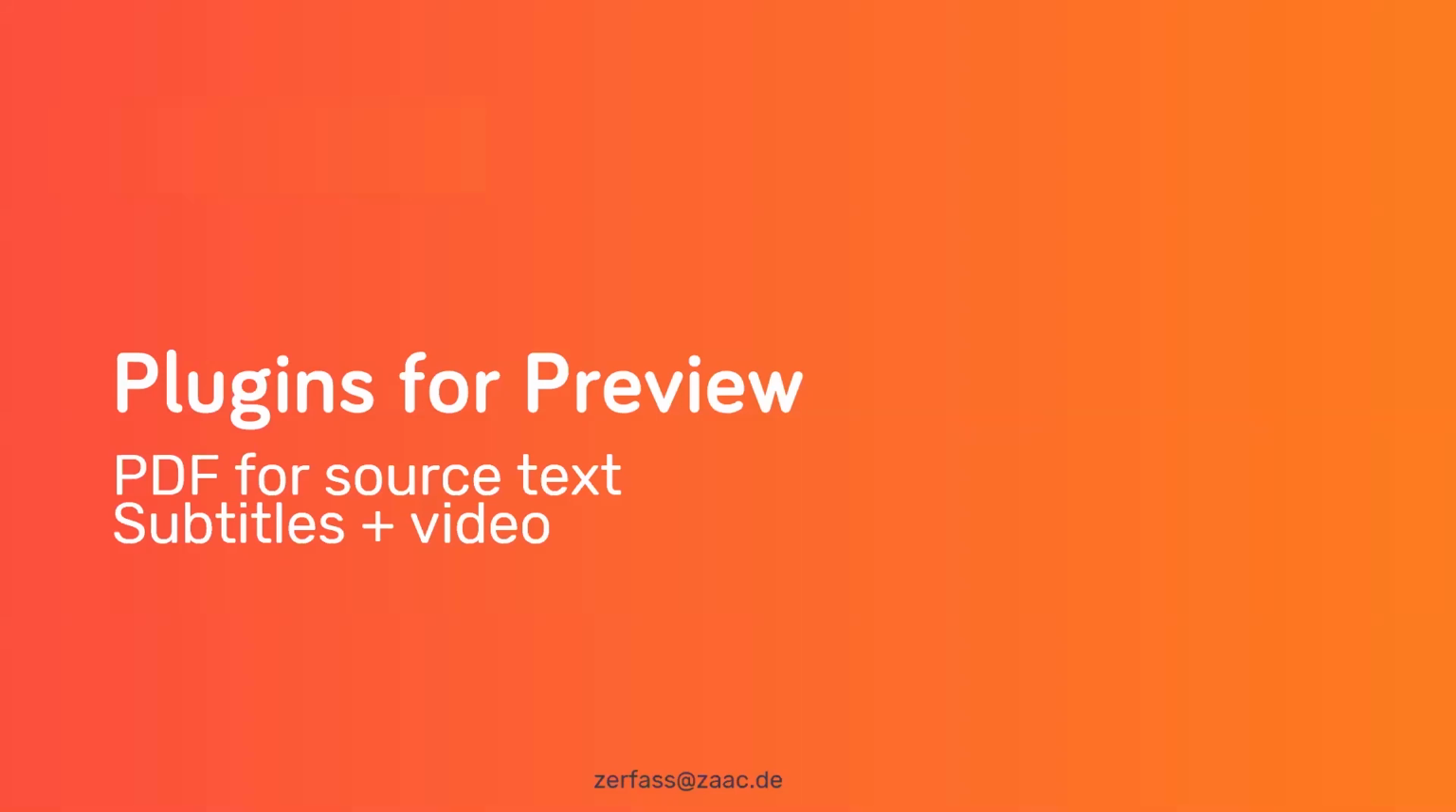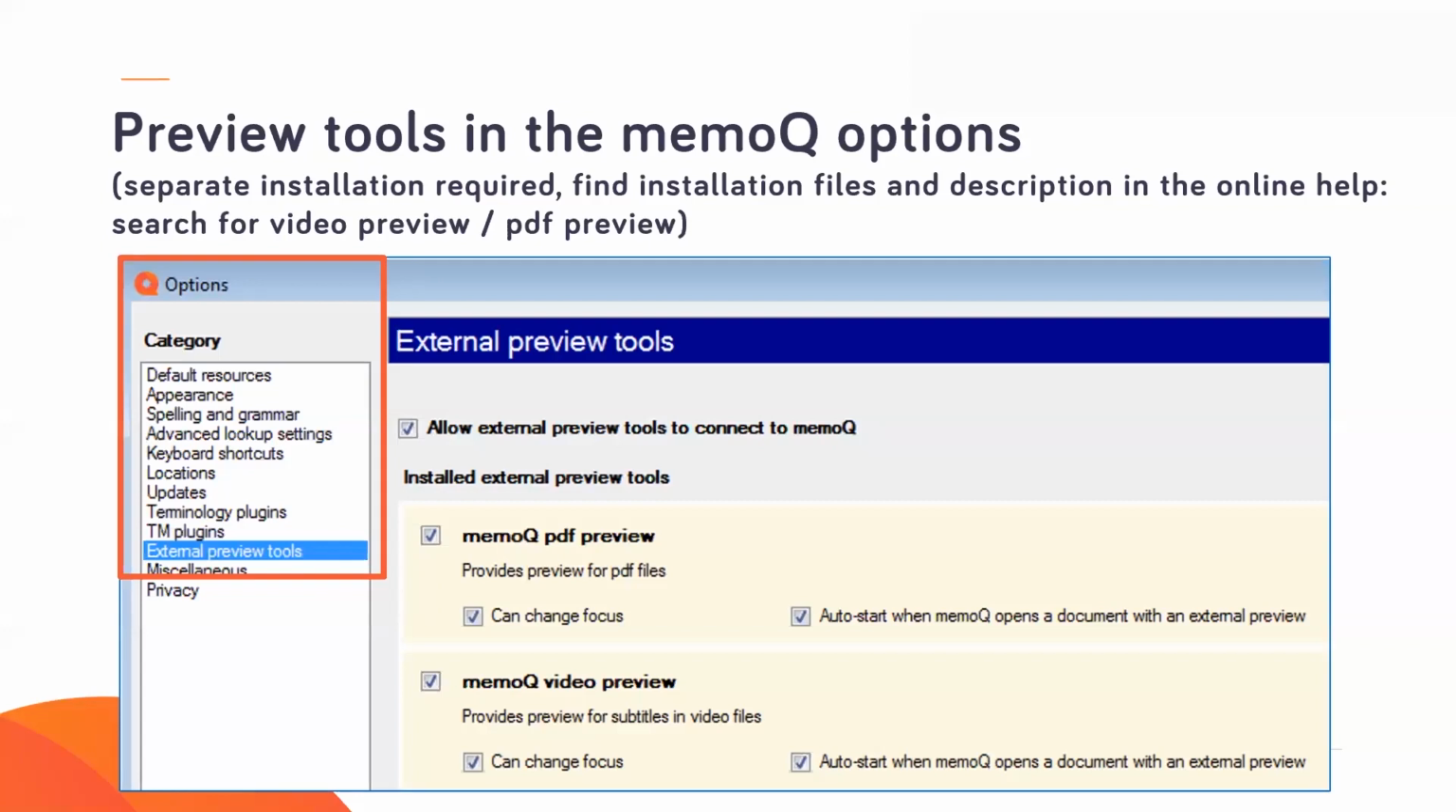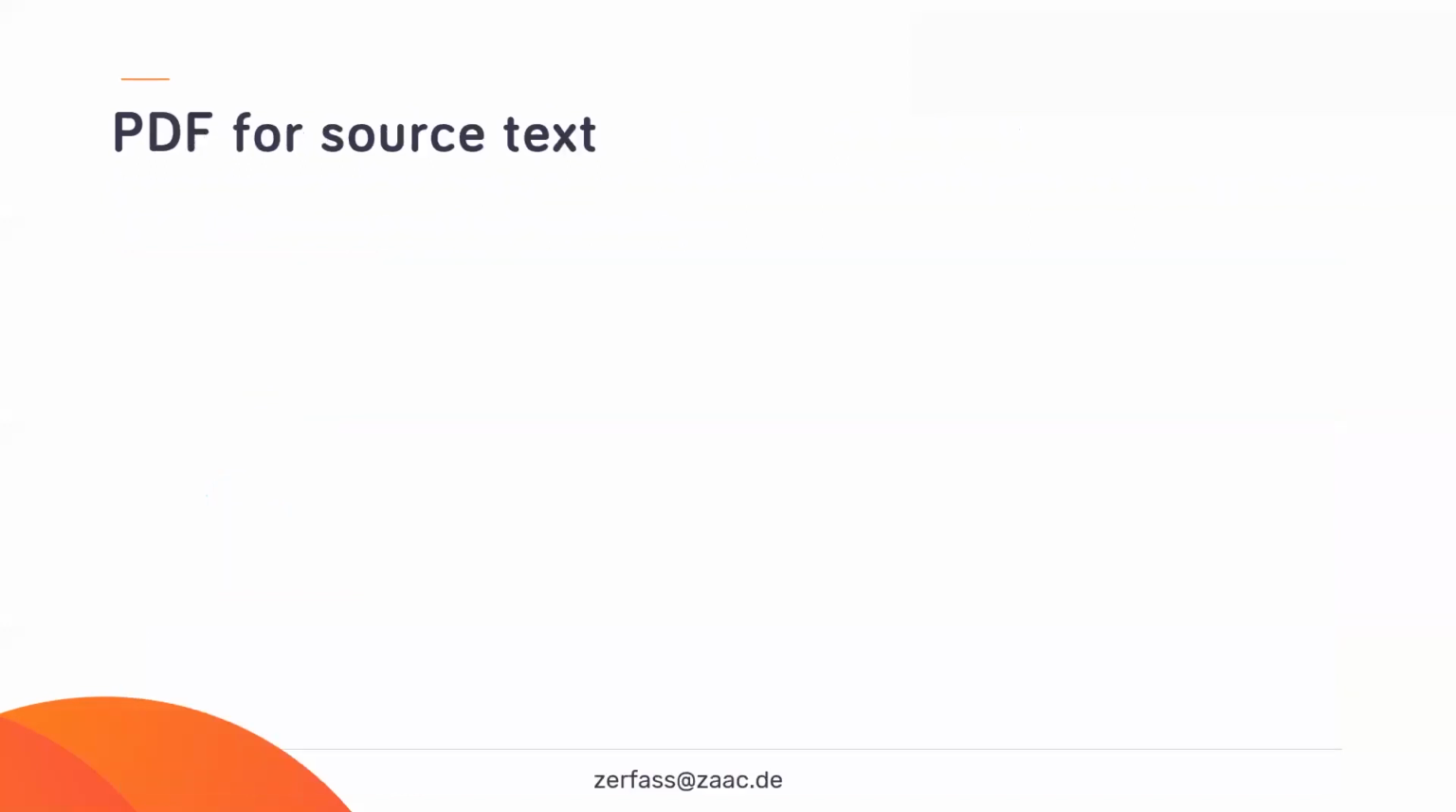Talking about PDF, there's also another way where PDF can be used, and that's for previewing the source text. So this is one of the preview plugins that can be added to memoQ. There's also another one for subtitles. So let me show you how that looks. In the options in memoQ, there's an area for external preview tools. And here you can install and activate the tool that you would like to use. Actually, the installation information is on the online help. There you also download the tool.